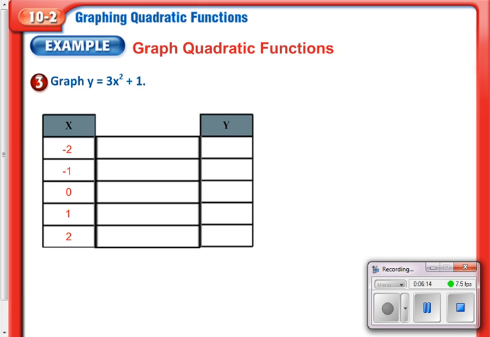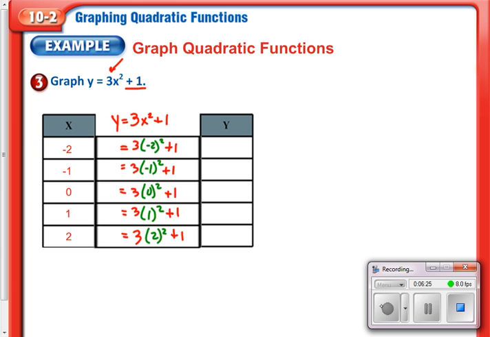Example 3, I'd like you to go ahead and do the same thing, solve. The only difference here is that we see that this is positive, graph should curve up. Now we're adding 1, so we're going to see what happens when you add 1 to the graph. There's everything substituted in. Follow order of operations for the first example. Negative 2 squared. Negative 2 times negative 2 is 4. 4 times 3 is 12. 12 plus 1 would give us 13.